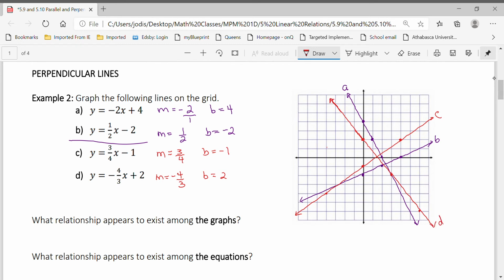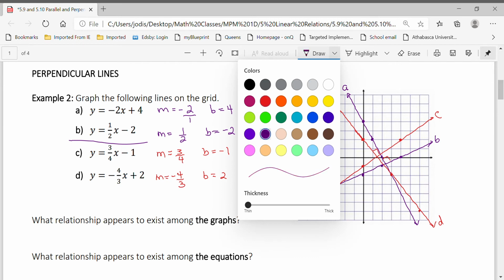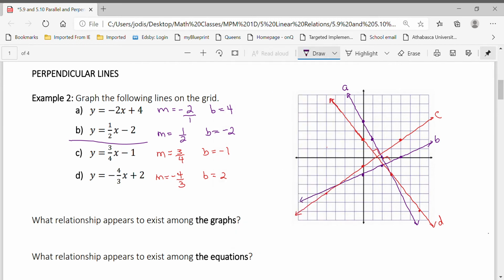This is D. And if we look at C and D as well, right, they have that kind of 90-degree spot, just like A and B did. So what relationship appears to exist among the graphs? Well, we said they are two sets of perpendicular lines.